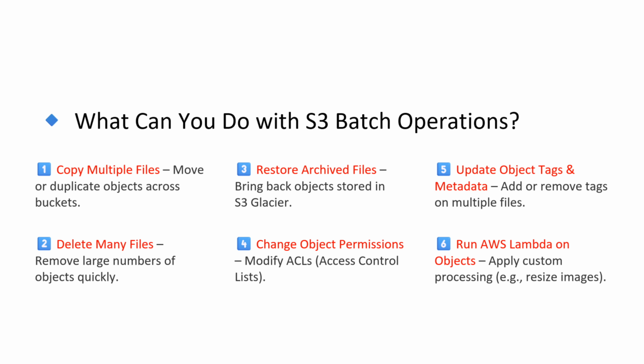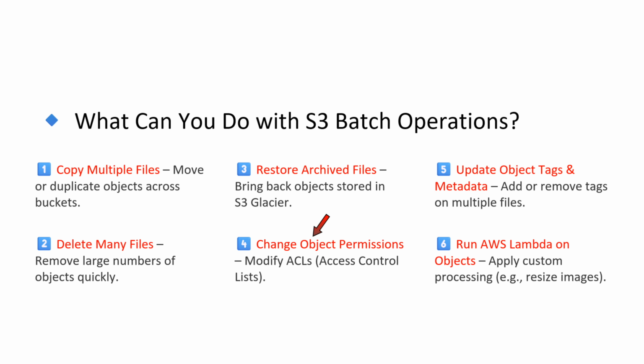What can you do with S3 Batch Operations? First point is copy multiple files. Move or duplicate objects across buckets. Second point is delete many files. Remove a large number of objects quickly. Third point is restore archived files. Bring back objects stored in S3 Glacier.